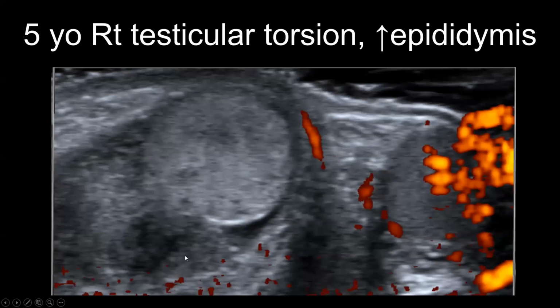I think this example shows nicely the soft tissue. This is the epididymis, enlarged epididymis around that right testicle that does not have flow in it.